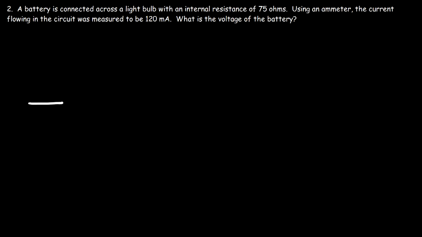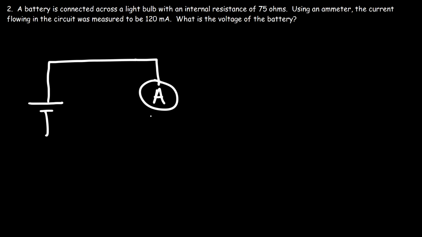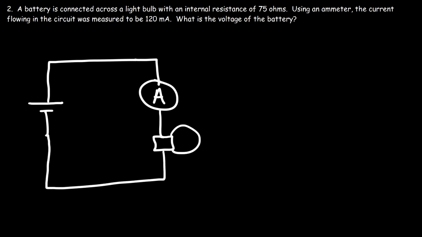Now let's start with the battery. So here's the battery and here is the ammeter. You can just put an A in a circle and then let's draw the light bulb, which this is one way you can draw the light bulb. Or you can draw a light bulb like this if you want. And let's turn the light bulb on. So what is the voltage of the battery?